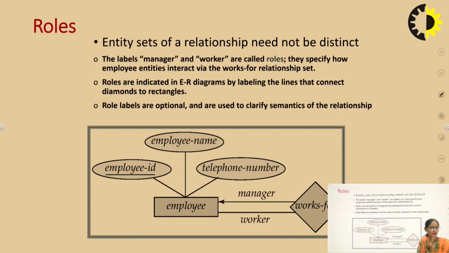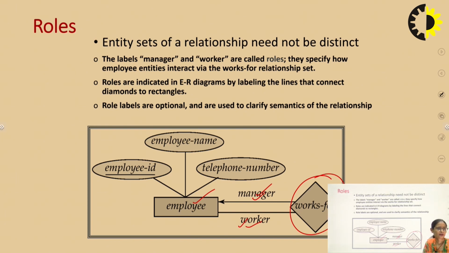Now the next important thing is roles. The entity sets of a relationship need not be distinct. So here we need to show the role, where the relationship exists between the same entity. For example, here the works for relationship is related with the single entity employee. So we need to recognize who is acting as what, and in this case we need to give roles to the employee. Here we have the employee works for; at that time the role is worker, and for the one to whom this worker has been assigned, the role becomes manager.